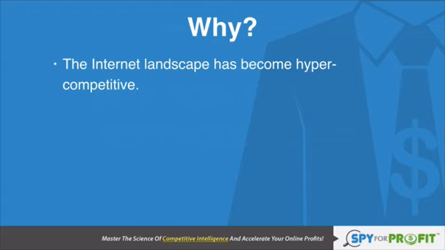Well, the internet landscape has become hyper competitive. You've heard me talk about this before. There are so many people online doing business. The barriers to entry to get online and make money are very, very low. So many people are starting online businesses. Well, when that happens, it gets crowded. There's more and more business, and more and more money being divided amongst people that are able to profit from it. So it becomes more and more competitive.